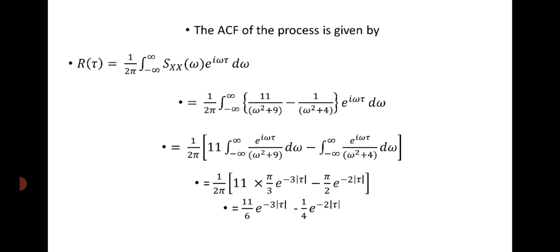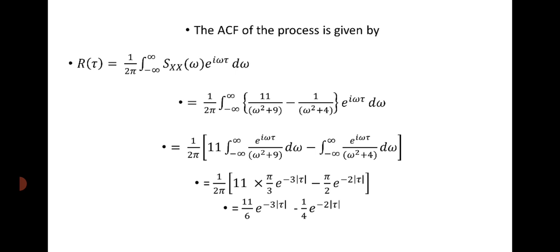After that, we just substitute the formula: integral of e power i omega tau divided by x square plus omega square d omega. Therefore, we'll get pi by 3 e power minus 3 into modulus of tau and pi by 2 e power minus 2 into modulus of tau. If we substitute the formula, we'll get the answer as 11 by 6 e power minus 3 into modulus of tau minus 1 by 4 into e power minus 2 into modulus of tau.